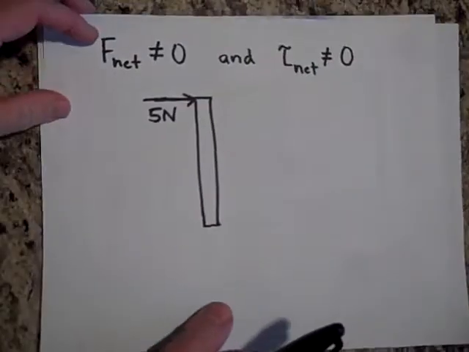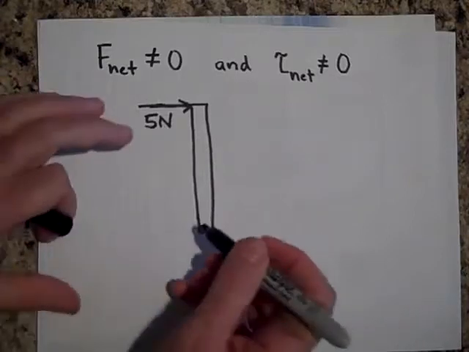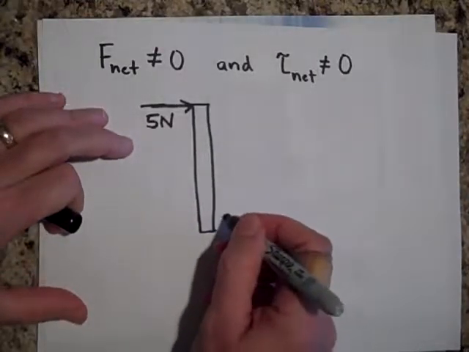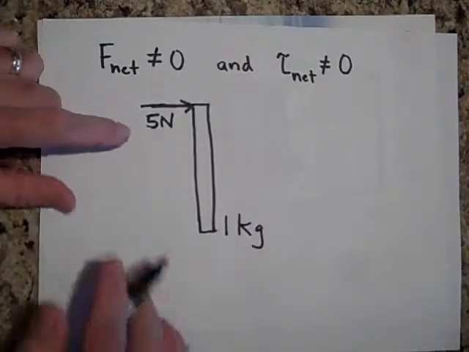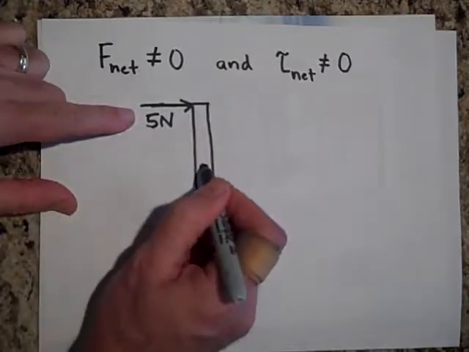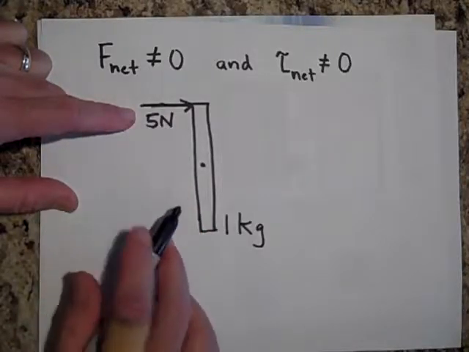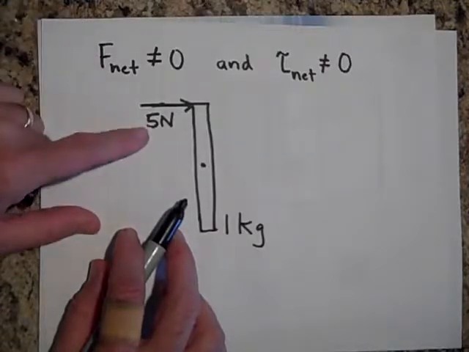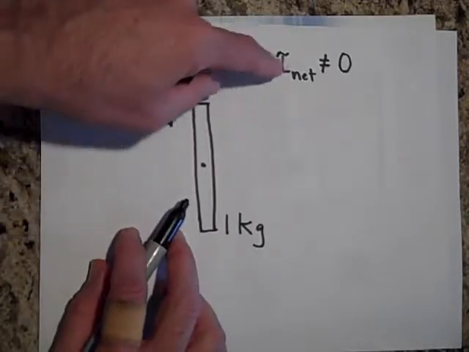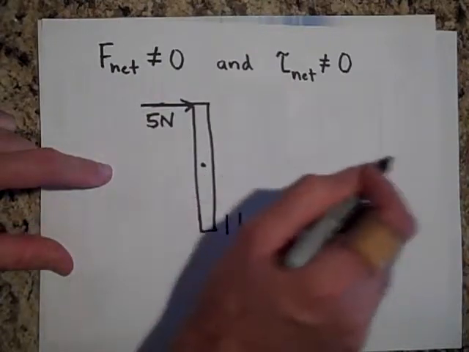Let me show you a few cases where you can have one be 0 and the other not be 0. Well, first of all, here's a case, let's call this 1 kilogram. Here's a stick that's 1 kilogram. And you put a force off center, so here's the center of mass of it. You put a force off center, and there is a net force of 5 newtons, and there is also a net torque.